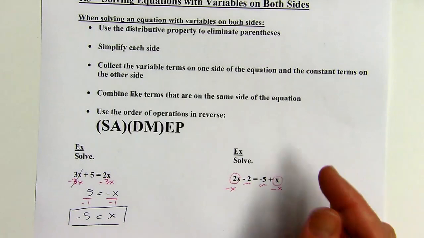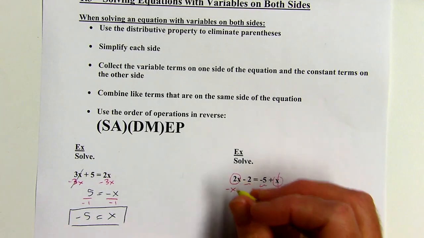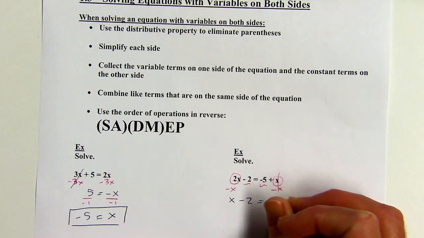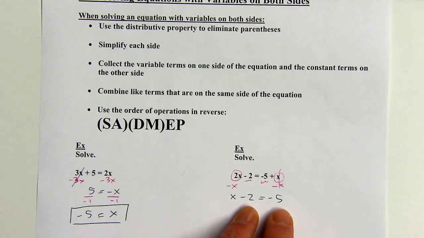You could go either way though, okay? So those will cancel over here, and now I've got 2x minus 1x is x. Okay, I'm left with this. And I've still got these like terms here.